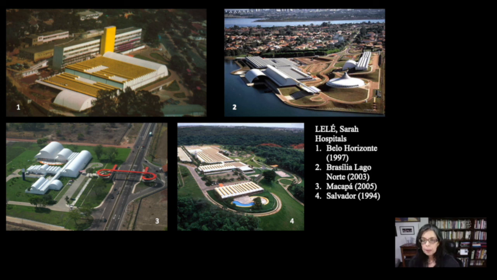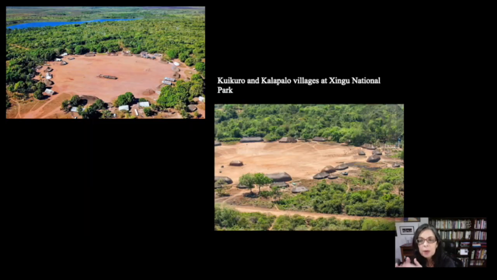Lelé used to say that an essential reference for his new technological approach was the indigenous village of the High Xingu in the Amazon. In this village, he witnessed a very correct architecture, in his own words, because of the intelligent adaptation of natural resources to their way of living.